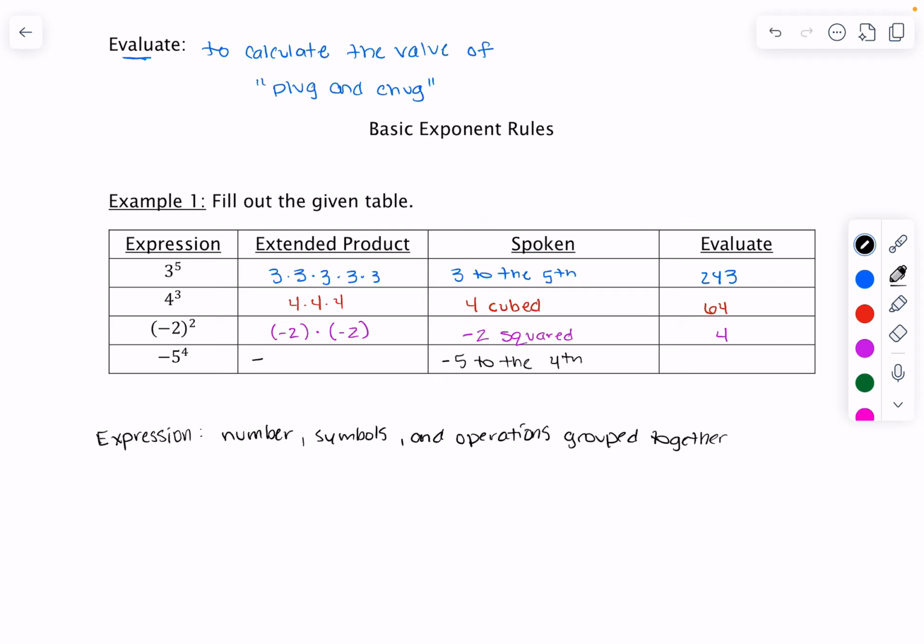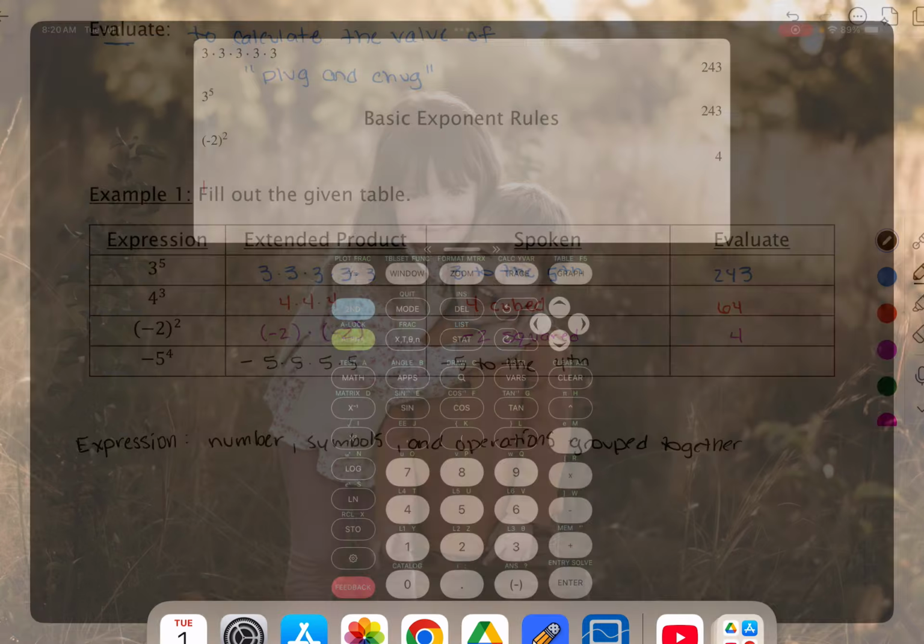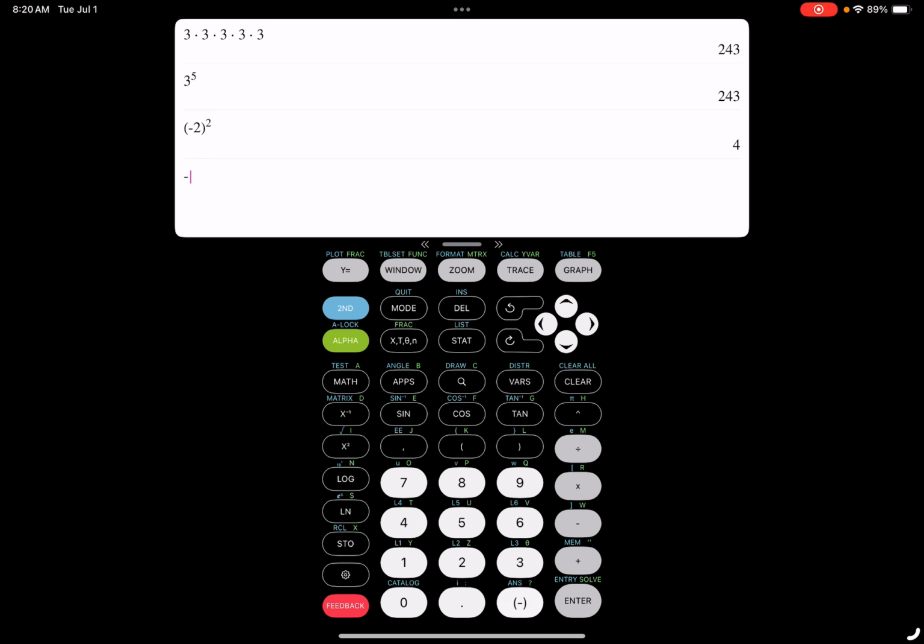That has a negative in front, but then it's just going to be 5 times 5 times 5 times 5. We don't include that negative in every single 5 because the negative isn't fully underneath that exponent of 4. So if we want to put this in the calculator, this is a time where it's okay not to use the parentheses, -5 to the fourth.